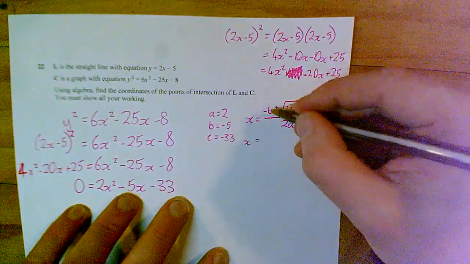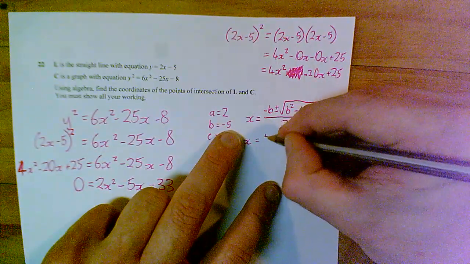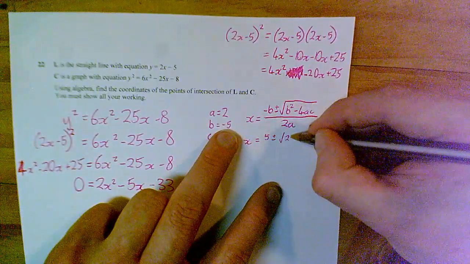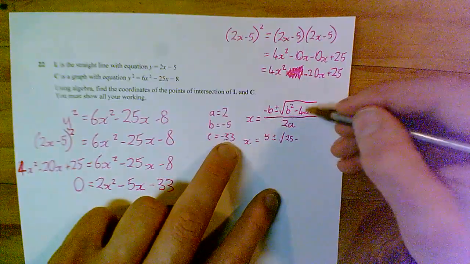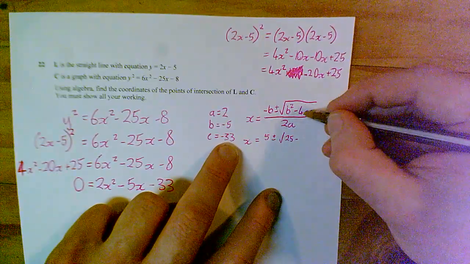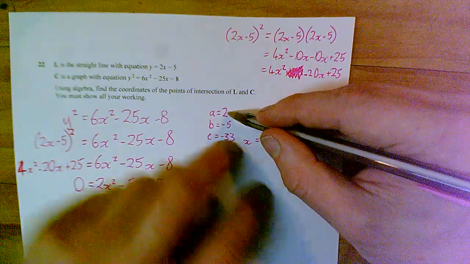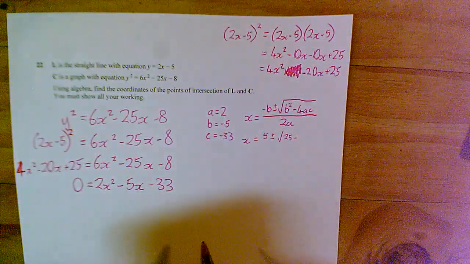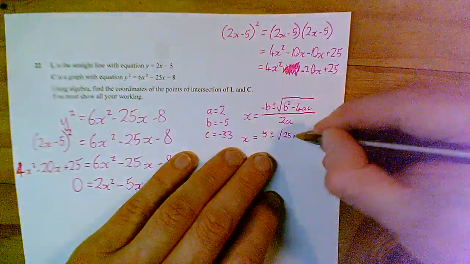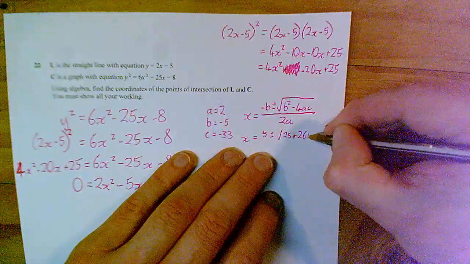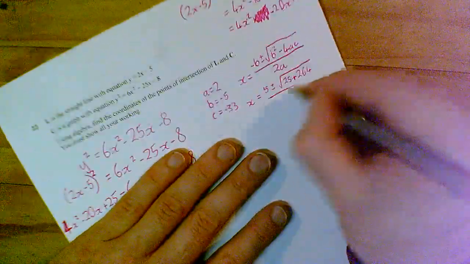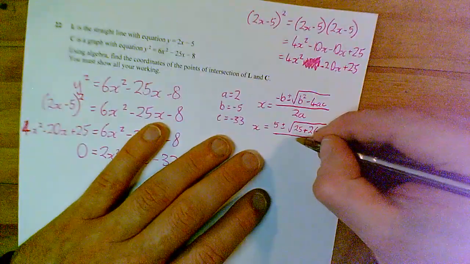So that's minus b, minus 5 is 5, plus or minus the square root of b squared, so 5 squared is 25, minus 4 times a times c. Well, 4 times 2 is 8, 8 times 33 is 264. But because it's negative times negative, it becomes positive. All over 2 times a, so 2 times a is 4.